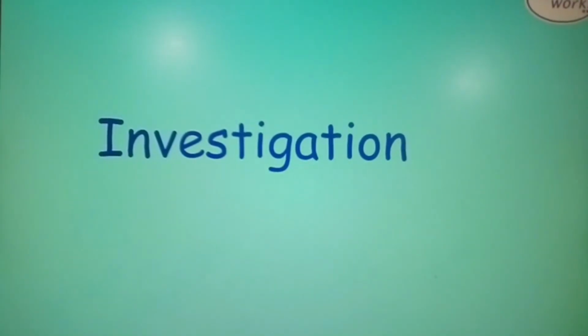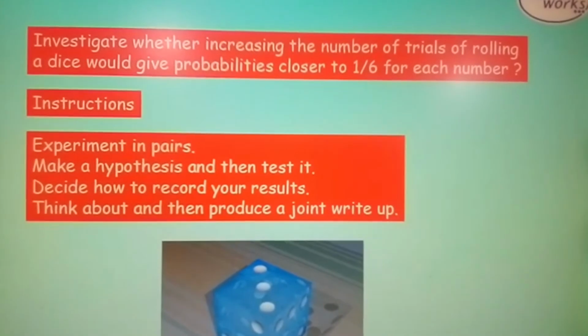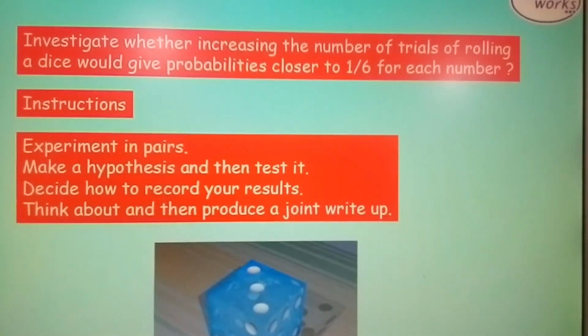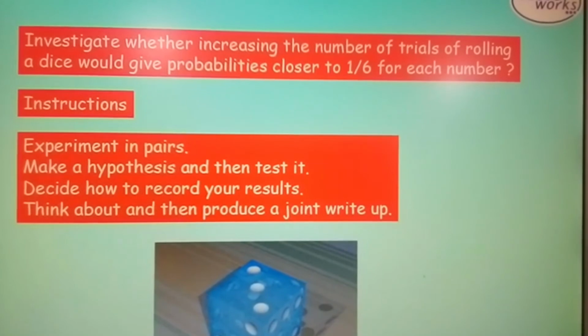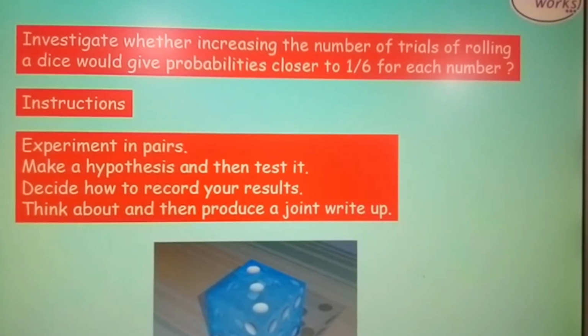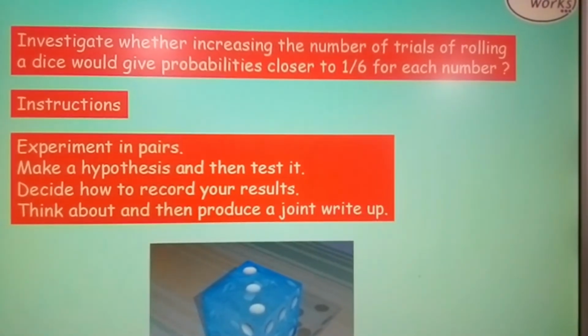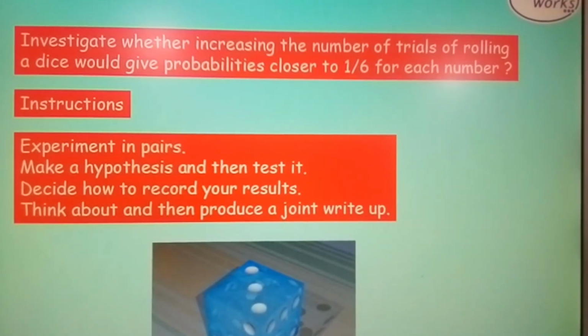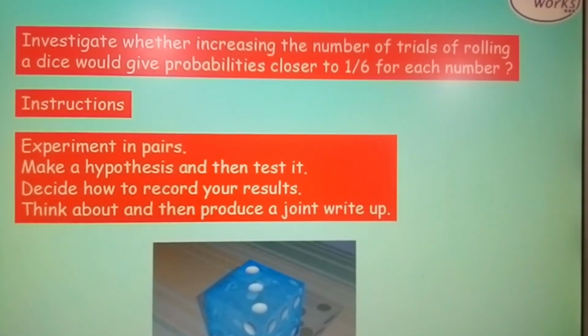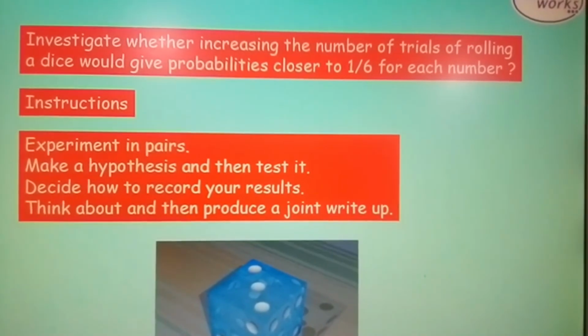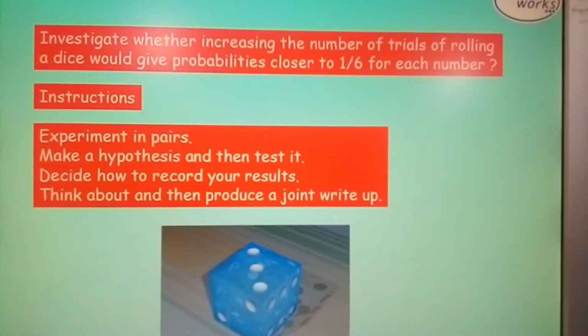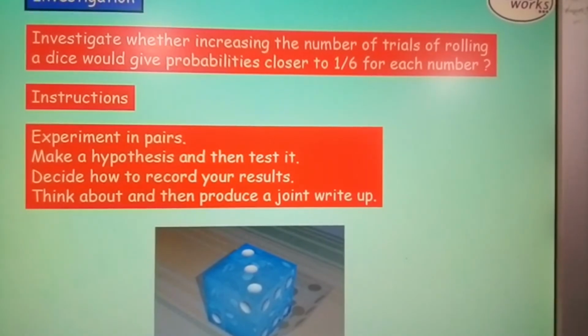Investigation. Investigate whether increasing the number of trials of rolling a dice would give probabilities closer to 1/6 for each number. Instruction: experiment in pairs, make a hypothesis and then test it. Decide how to record your results, think about it, and then produce a joint write-up.